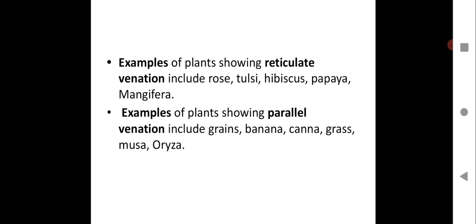Examples of plants showing reticulate venation, take down examples where they show net-like veins: rose, tulsi, hibiscus, papaya, mangifera. Then examples of plants showing parallel venation: the grains, banana, canna, grass, musa, oryza. All these plants will show parallel venation. So I hope reticulate venation and parallel venation, the types of venation in a leaf, are clear to you all.